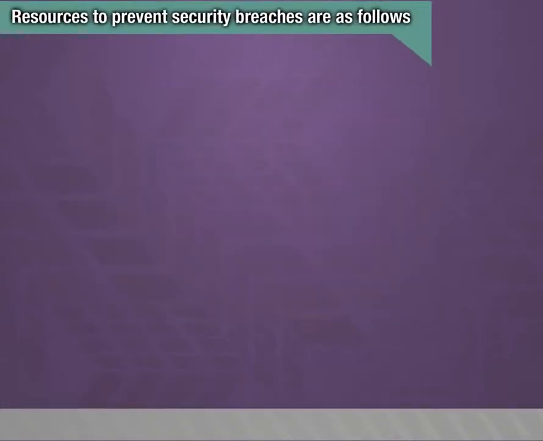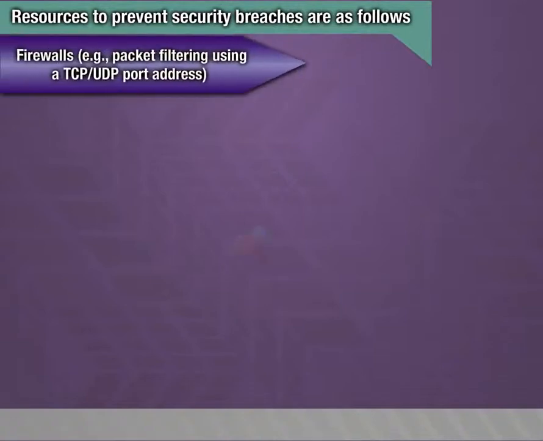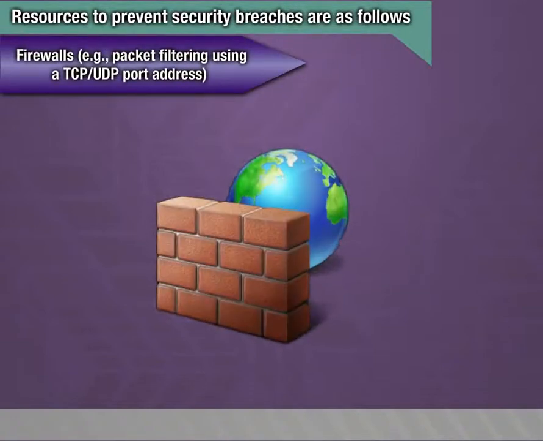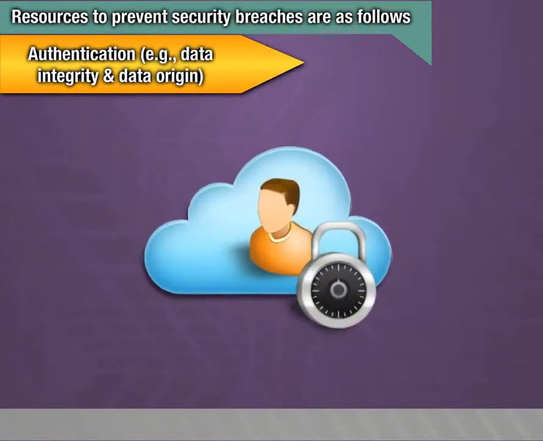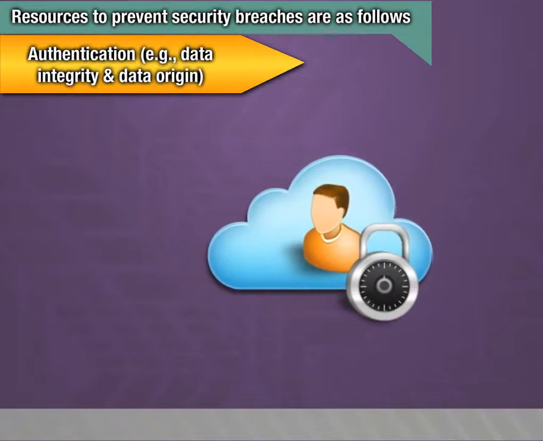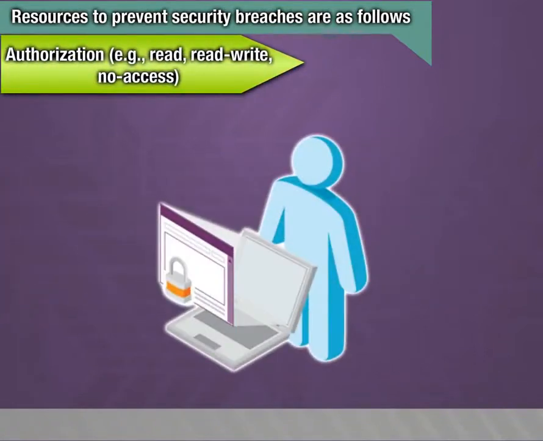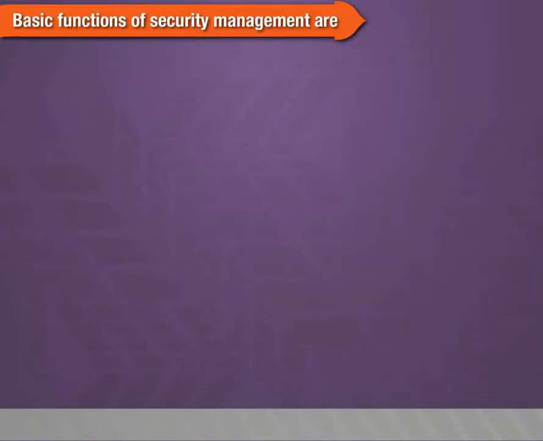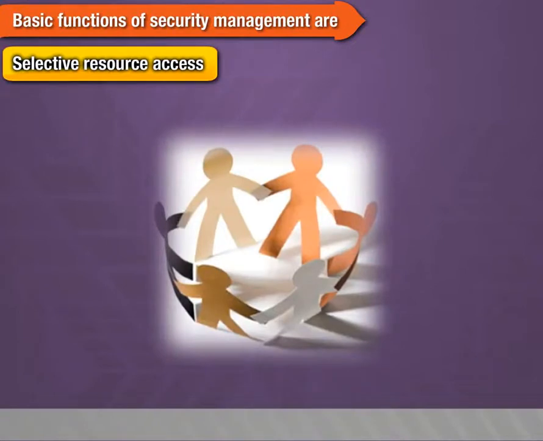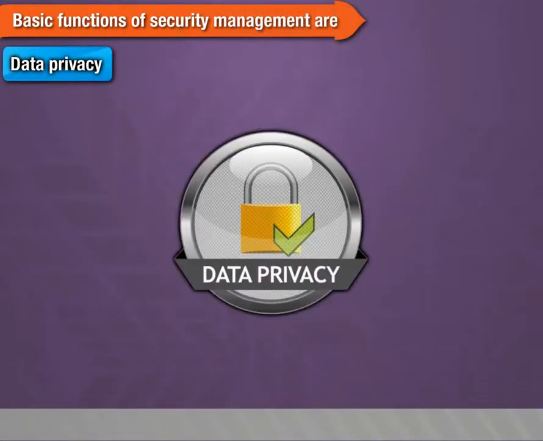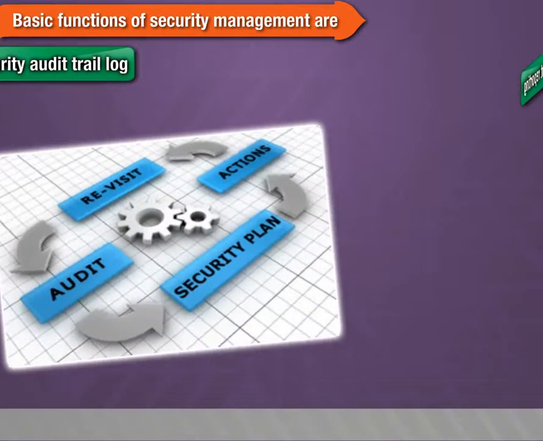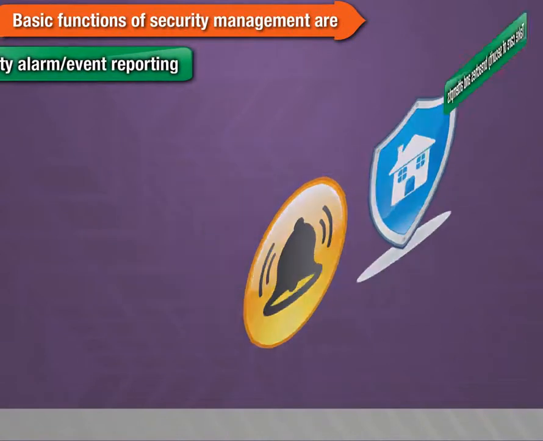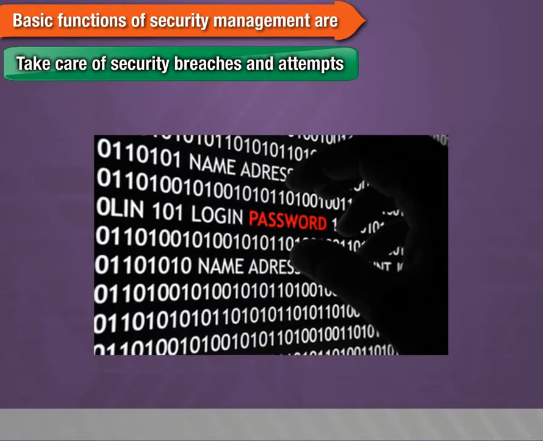Resources to prevent security breaches are as follows. Firewalls, for example, packet filtering using a TCP or UDP port address. Cryptography, that is, encryption. Authentication, for example, data integrity and data origin. Authorization, for example, read, read-write, no access. Basic functions of security management are selective resource access, access logs, data privacy, user access rights checking, security audit trail log, security alarm or event reporting, and taking care of security breaches and attempts.